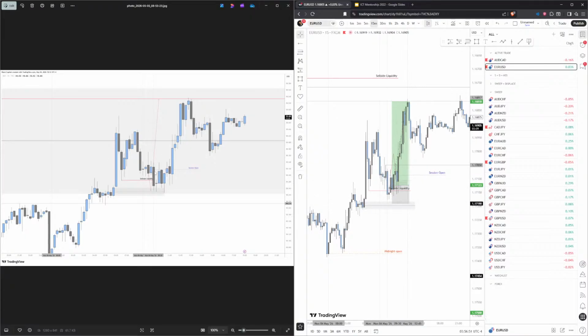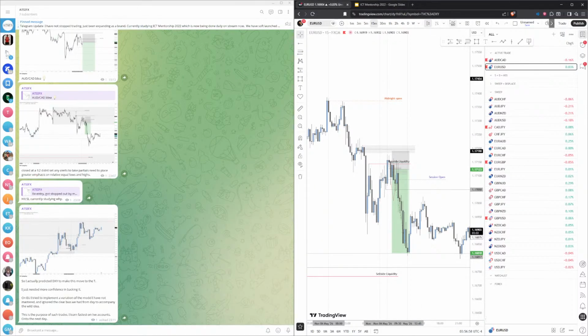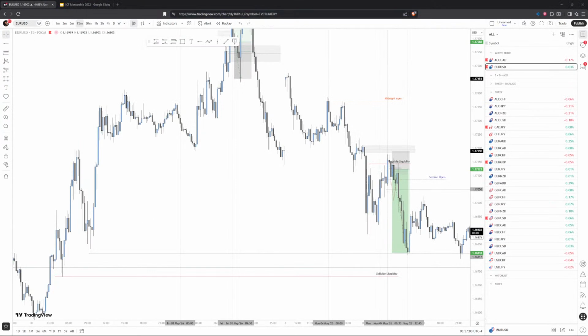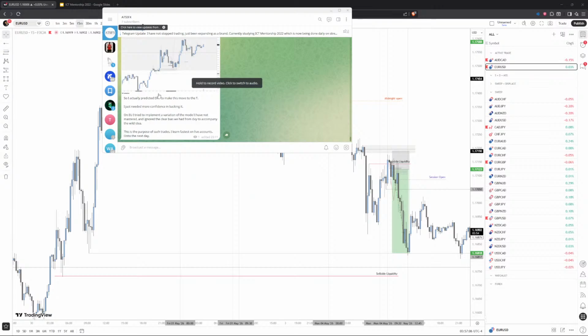So we did this analysis, but we didn't follow suit. And that's basically what I put as my feedback. I actually predicted DXY to make this move to a T. I just needed more confidence in backing it. On EU, I tried to implement a variation of the model I have not mastered and ignore the clear bias we had from DXY to accompany the wild idea. This is the purpose of such trades: I learn first and accounts until the next day.